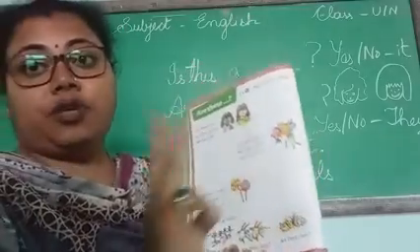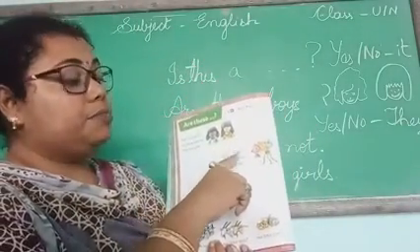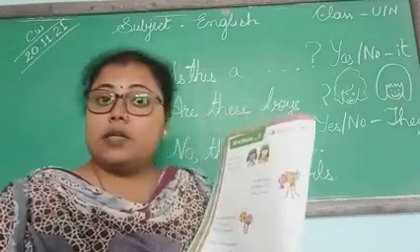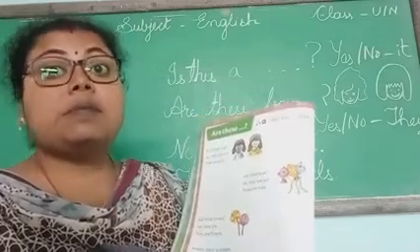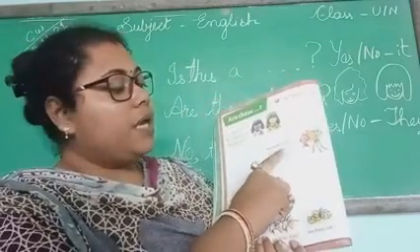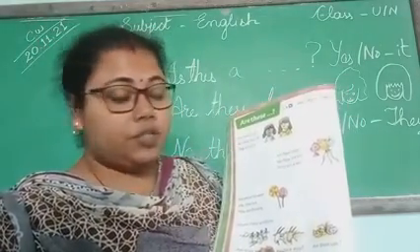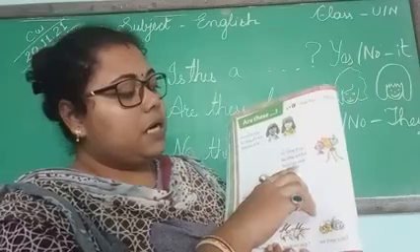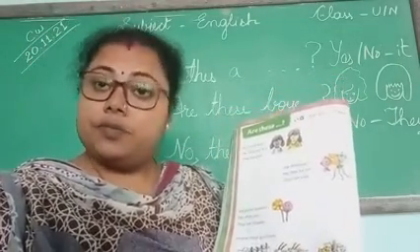Okay? Now see the next picture. There are three kites. So the question is, are these birds? They are not asking are these kites. They are saying are these birds. What will you say? No, they are not. Okay? No, they are not. These are kites. Okay? These are kites.